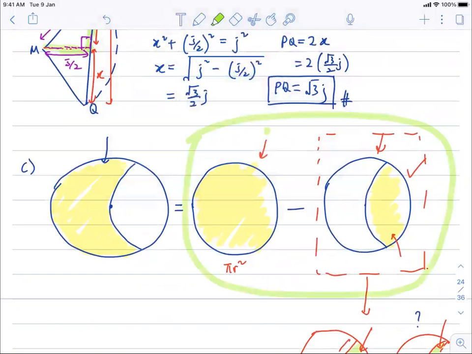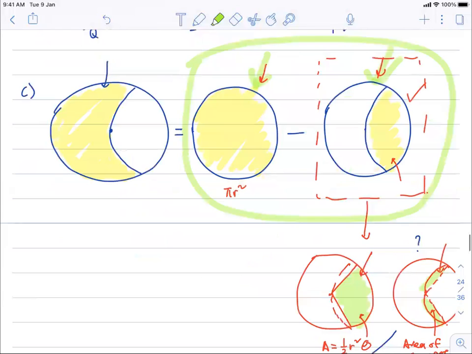We can find the area of one complete circle and then subtract the area of the part that's not shaded, this part. So we take the area of one full circle minus the part that's not shaded, and we'll be able to get back the area of the shaded region.